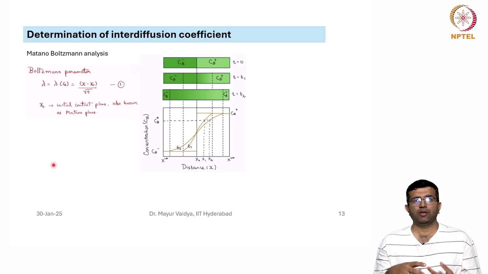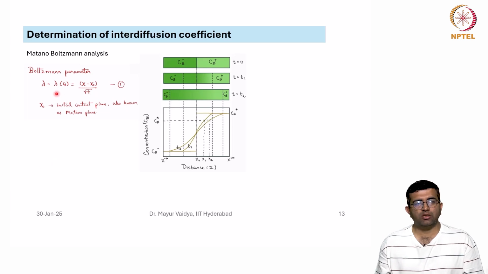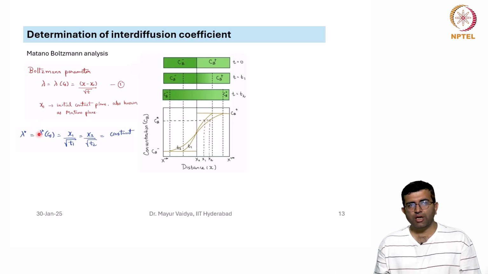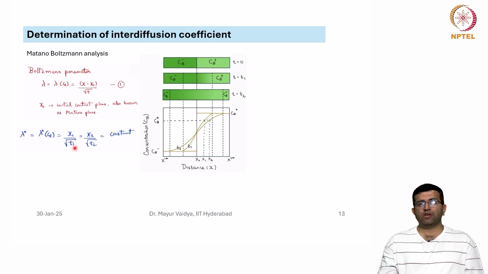So, that is why, for example, Boltzmann introduced this parameter lambda equal to x minus x naught by root t, where x naught is known as the initial contact plane, also known as the Matano plane. If you analyze, for example, at x1, you see that at Cb star, this particular composition moves as x1 and the time are changed in such a way that this ratio lambda, which is x by root t1, remains constant.